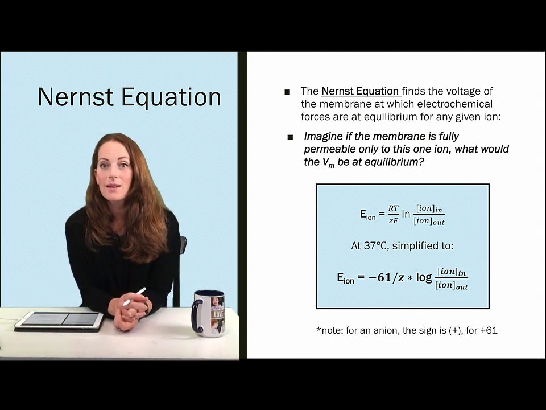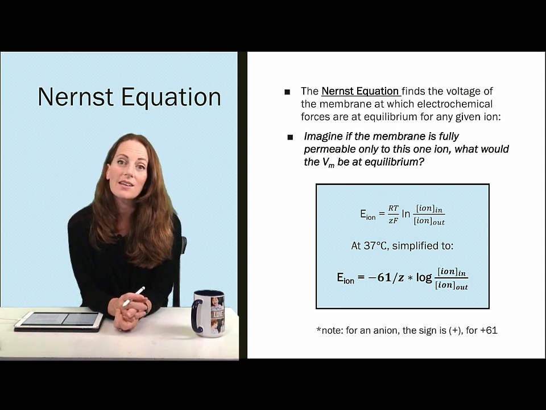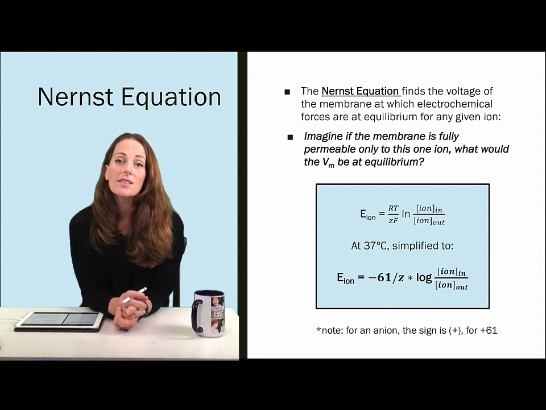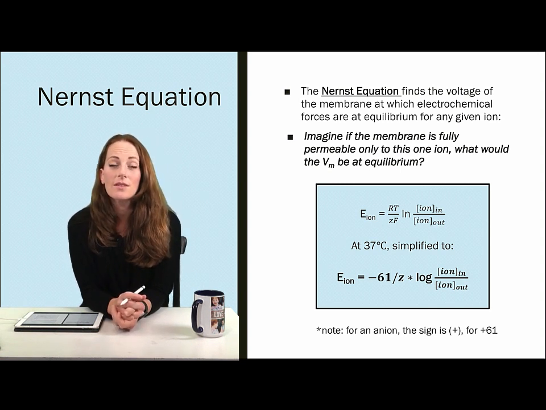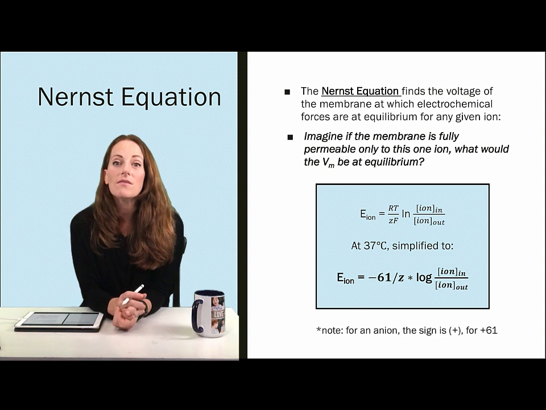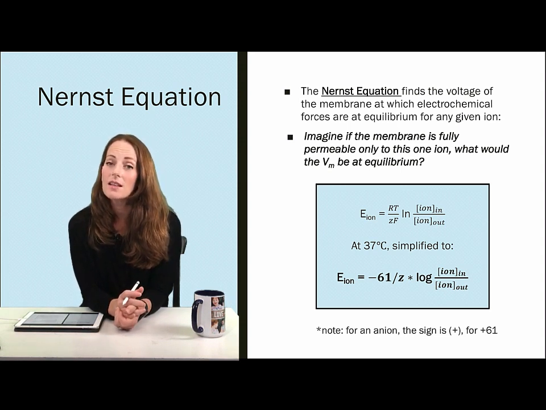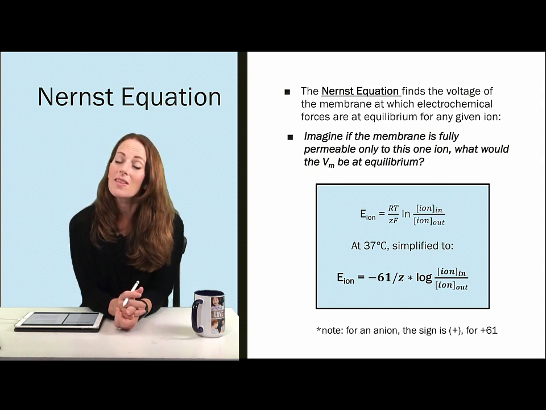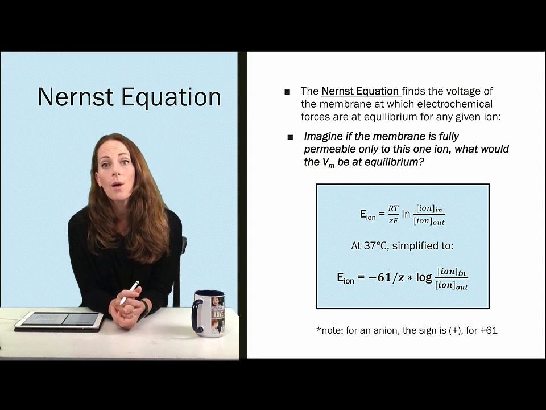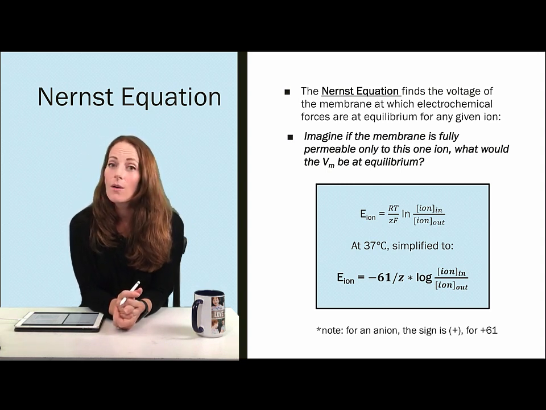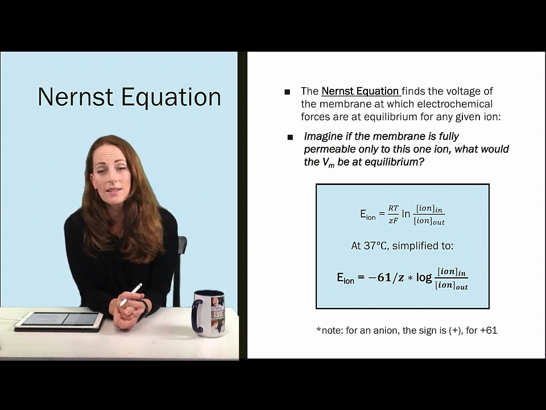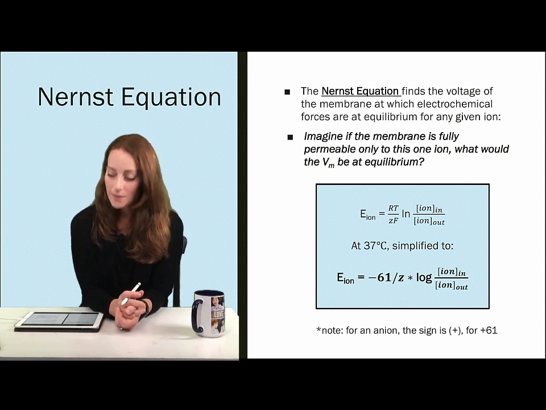To really understand how sodium and potassium or any ion contributes to the membrane potential at a given period of time, you will want to calculate the Nernst potential for each ion. Here we use the Nernst equation. So the Nernst equation finds the voltage of the membrane at which the electrical and chemical forces are balanced. It's not simply the concentration gradient that tells us whether an ion will move in or out of the cell. We need to look at both the chemical and the electrical forces and calculate the Nernst potential.